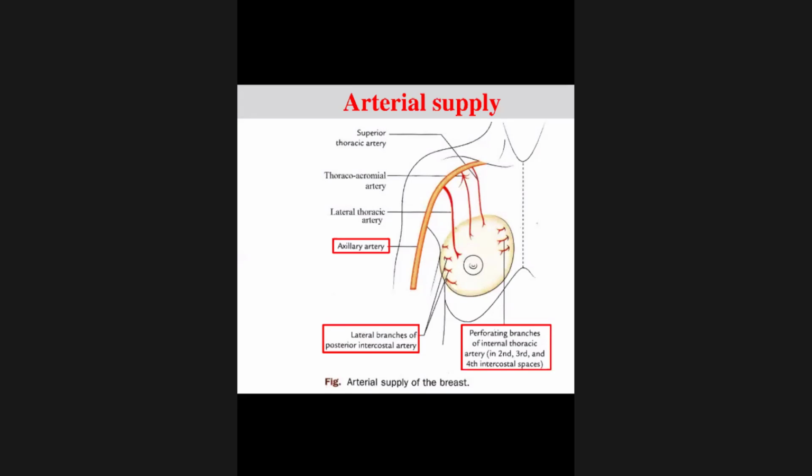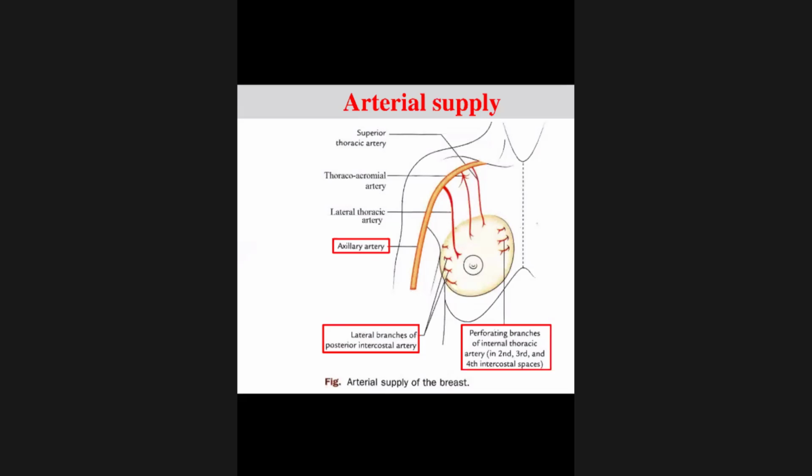supply the mammary gland. Another artery is the posterior intercostal artery. The lateral branches of the posterior intercostal artery also supply, and there are branches coming from the axillary artery. So the medial part is supplied by the internal thoracic artery, the lateral part is supplied by the posterior intercostal artery, and the superior part is supplied by the axillary artery.